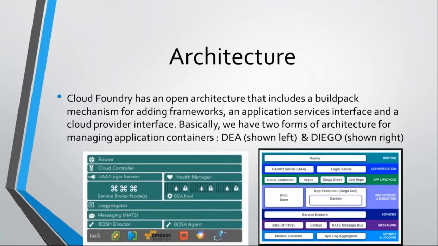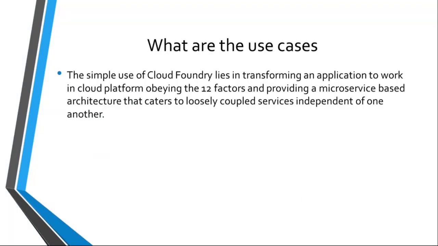On the right hand side, you can see we have the Diego architecture. This is the current architecture which Cloud Foundry has. Diego components replace the DEAs and the Health Manager HM9000. It assumes application scheduling and management responsibility from the Cloud Controller. We have some dedicated chapters on this architecture, so don't worry, we will go into great detail at a later point in our tutorial.